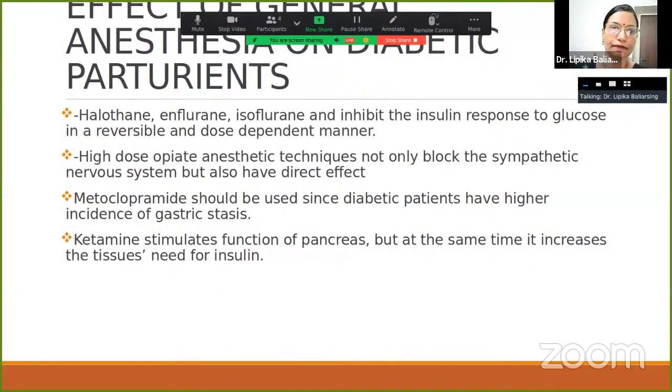Coming to the effect of general anesthesia on diabetic patients, we know halothane and isoflurane can inhibit the insulin response to glucose, and that is reversible and dose dependent. If a high dose opiate anesthesia technique is used, it blocks the sympathetic nervous system, but also has a direct effect on other systems. All the time gastric stasis is high, and they have higher chances of developing aspiration. So metoclopramide should always be used anytime general anesthesia is provided. And it is seen that ketamine can stimulate the function of the pancreas, but at the same time it increases the tissue's need for insulin.